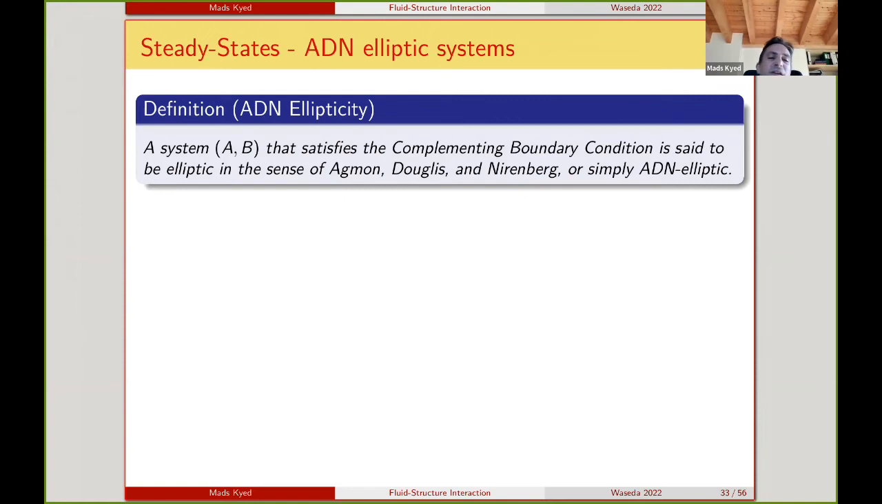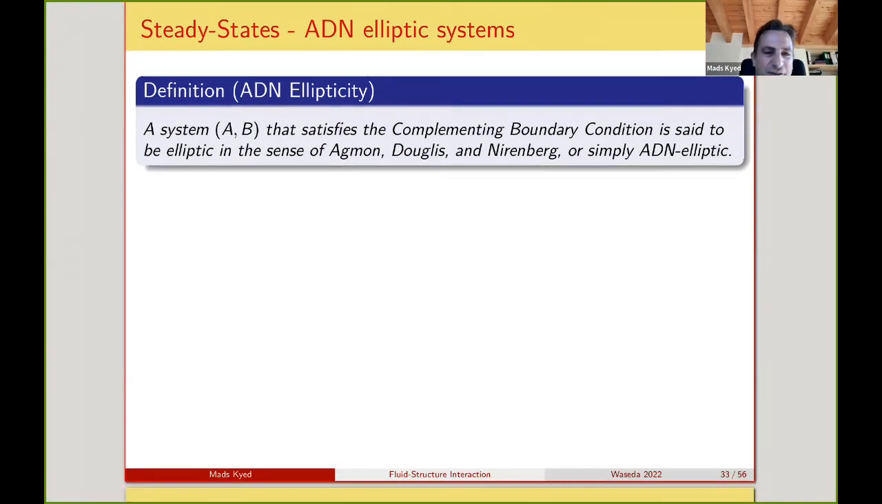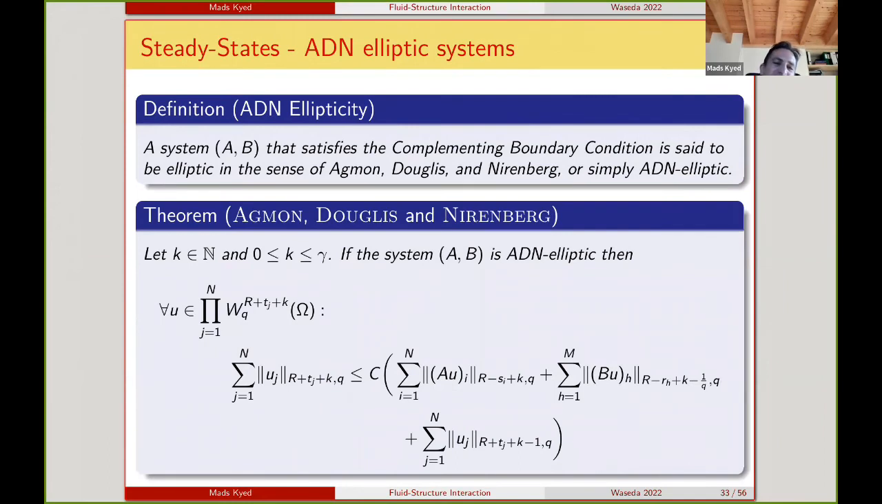Okay, so what does it mean to be elliptic in the sense of Agmon, Douglis, Nirenberg? Well, a system of differential operators, matrix A, and boundary operators B, a system of boundary operators, is said to satisfy the complementing boundary condition, and is said to be elliptic in the sense of Agmon, Douglis, Nirenberg, or ADN elliptic.